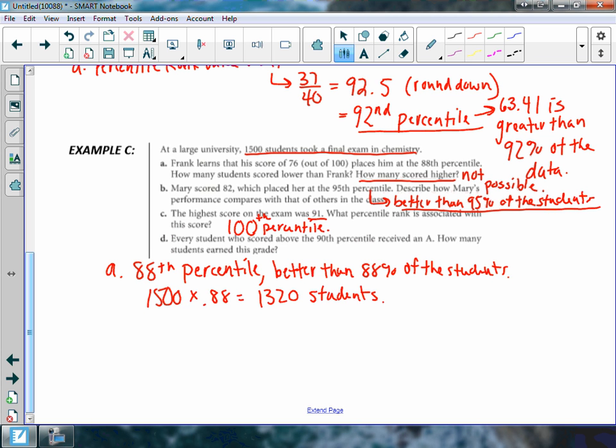Every student who scored above the 90th percentile received an A. How many students received an A? You would simply take your 90th percentile. We know there were a total of 1,500 students. 90% times 1,500 would give you your total value. 1,350.